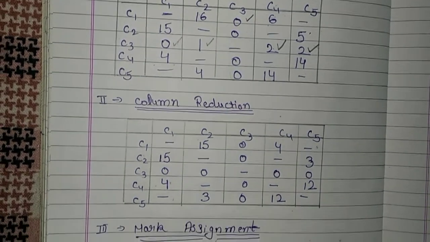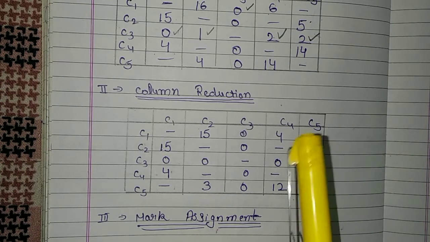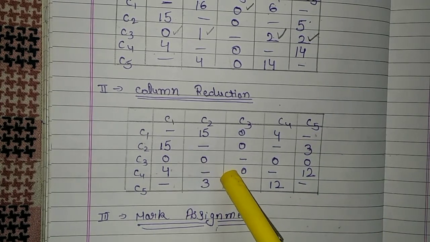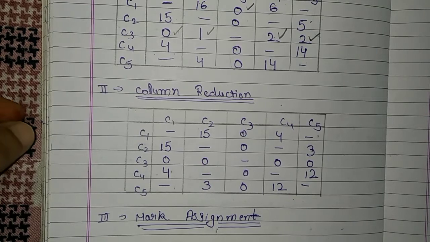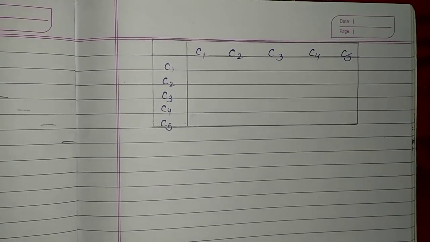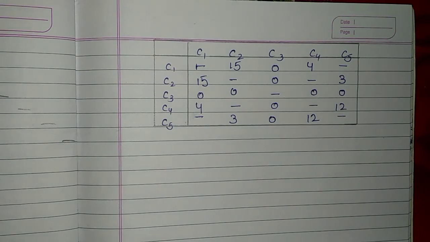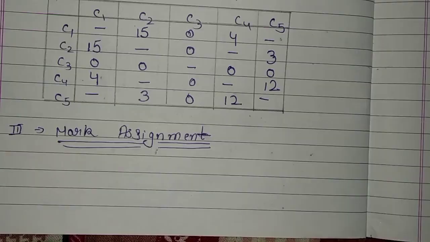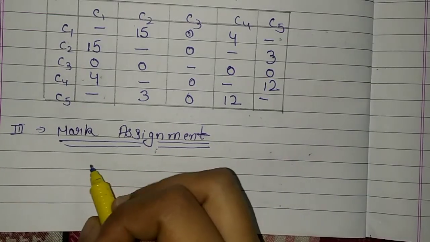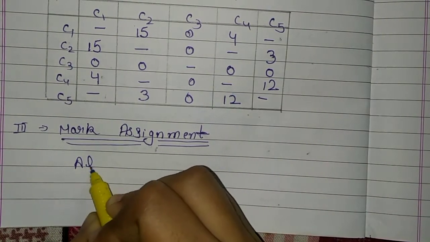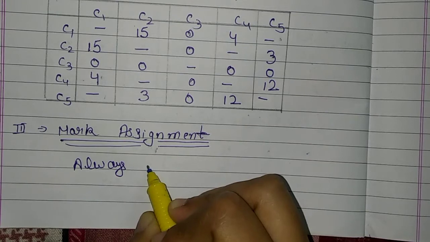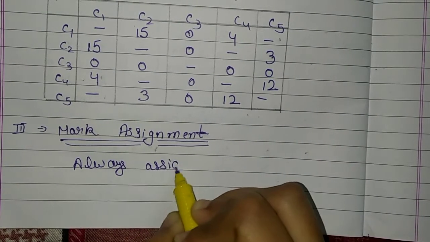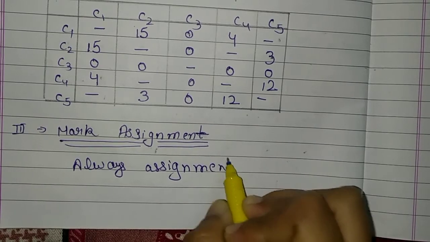Our next step is to make or mark assignment. For this we have to copy the same table in mark assignment. We copy the same table. Now we can start making assignment. Always remember that we always mark assignment to 0.